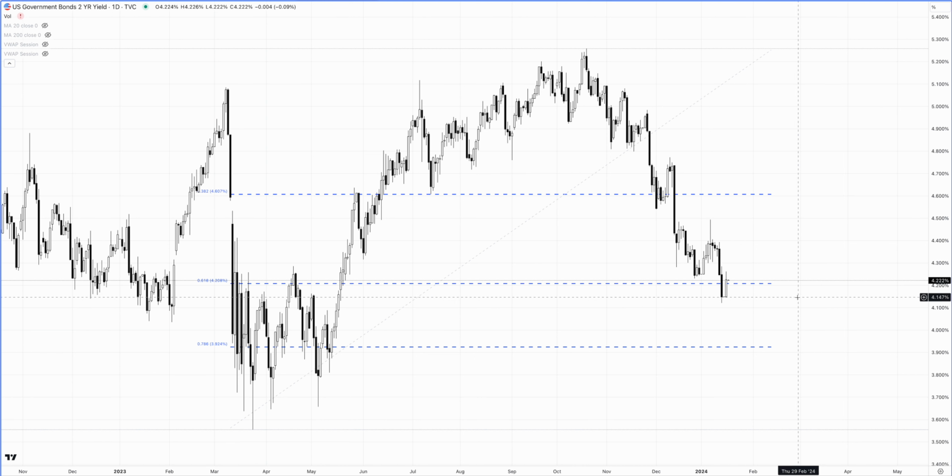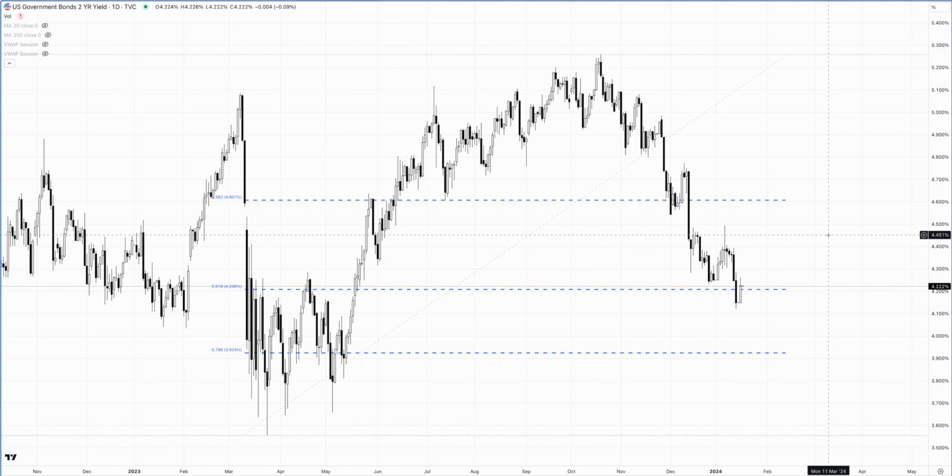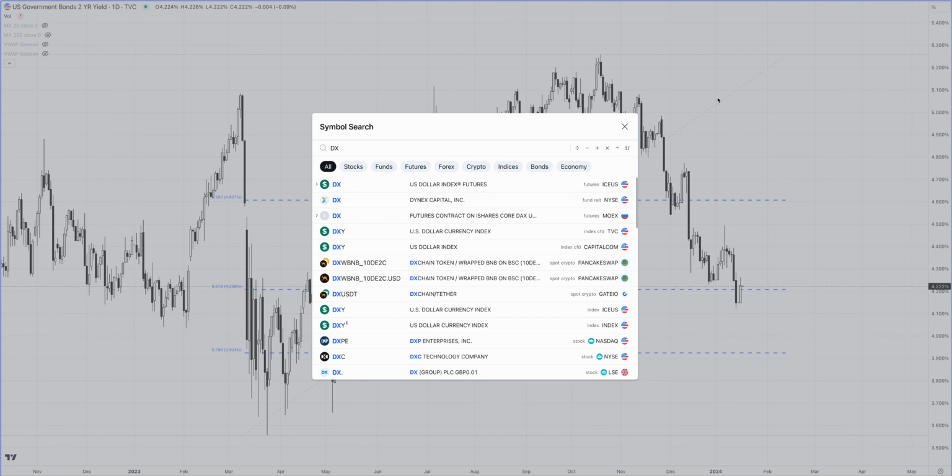And what it means is higher yields are likely to put pressure on the stocks as well. So the stock indices could come under pressure, and this is what we have seen today. The Dow Jones, for example, is down a little over 200 points today, and the Russell 2000 has been weaker. Okay, so what we're going to do now is move to the dollar.